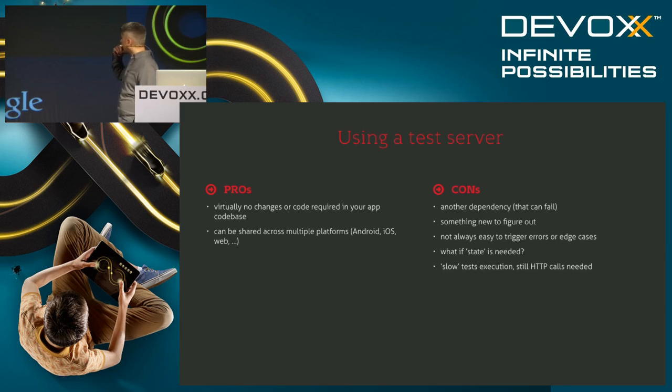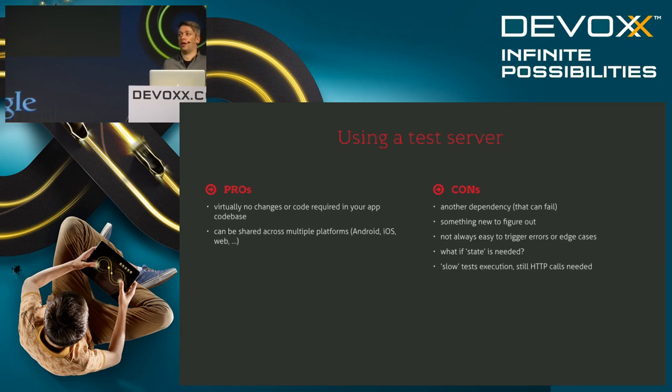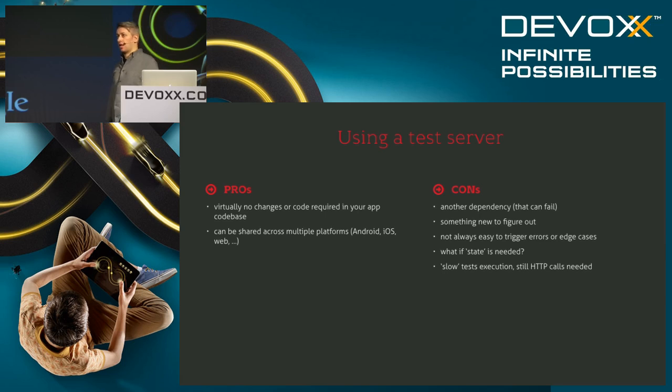Of course, it's still another dependency, so still another thing that can fail during your tests. That's really a disadvantage. It's also still a new thing, still something you need to set up. And what is sometimes very difficult to test is when you need state. For instance, you do a payment, and then you do a second call, get me all the payments. The payment you just made should be in the list. So the test server should have the possibility to add some logic too. And it can lead to slow test execution. You are still talking over a network.